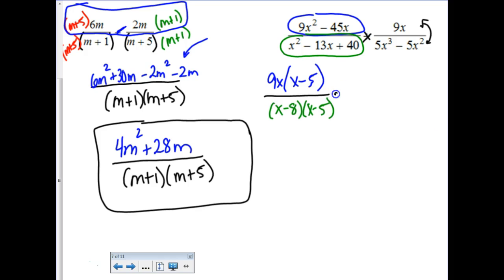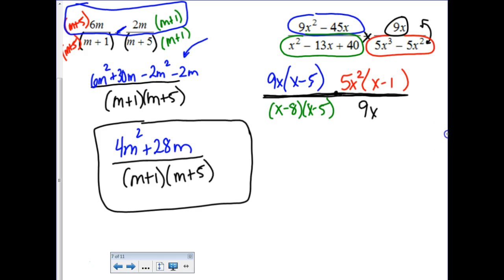We've changed this to a multiplication problem because we're going to flip. So this now becomes my numerator. Take out a 5x squared, x minus 1. And then a boring little denominator of 9x. So multiplication questions, while they look like two different fractions, are really just one big fraction.